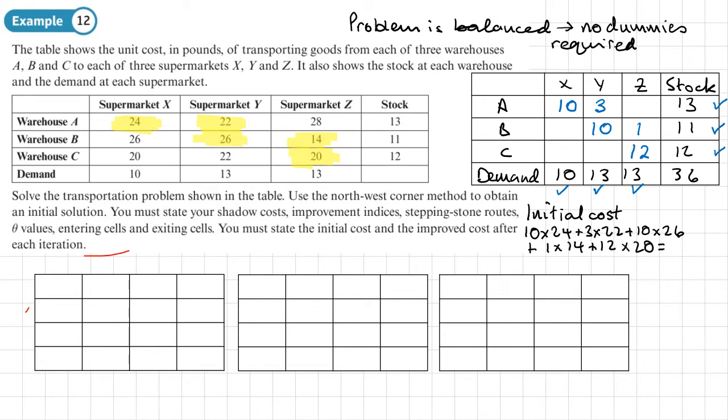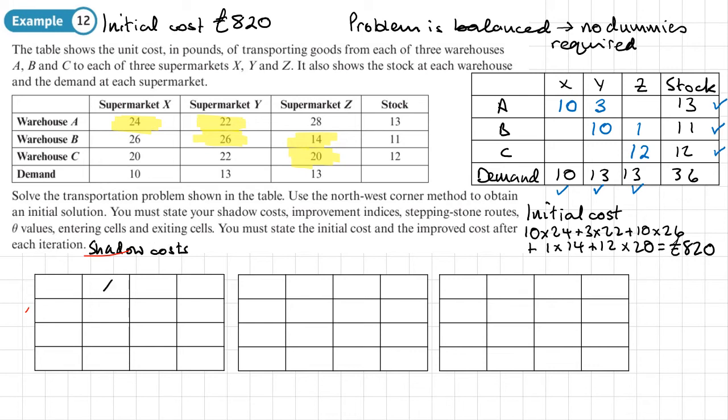and that gives us an initial cost of £820. So I'll just write that up here, initial cost £820. So we're going to hopefully improve on that by following through our algorithm. So the next step is to calculate our shadow costs, and we'll do that in this table down here.